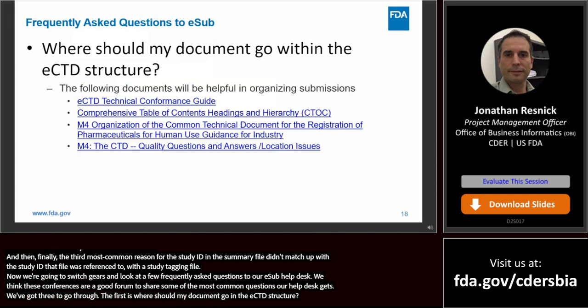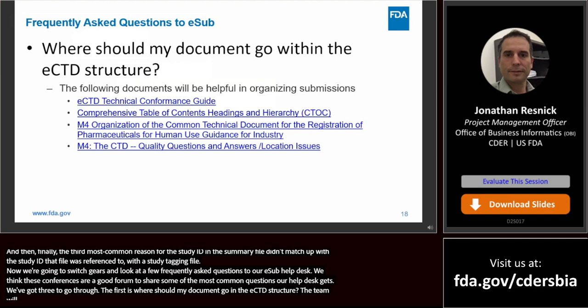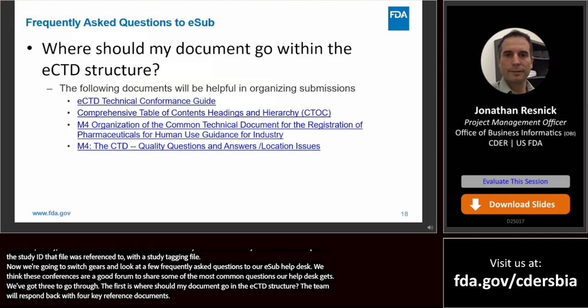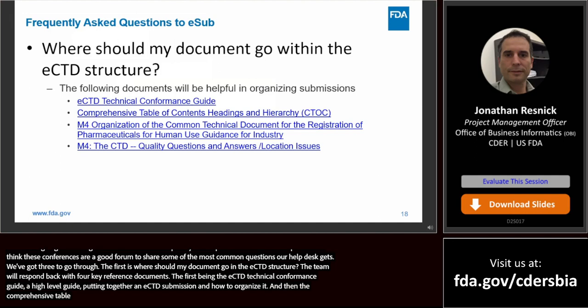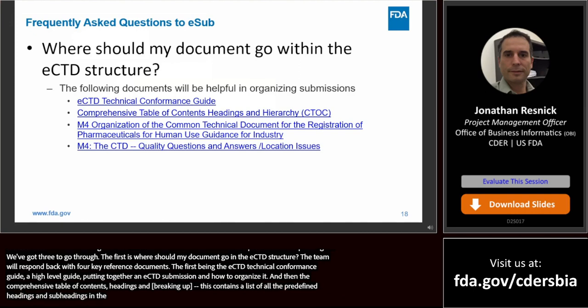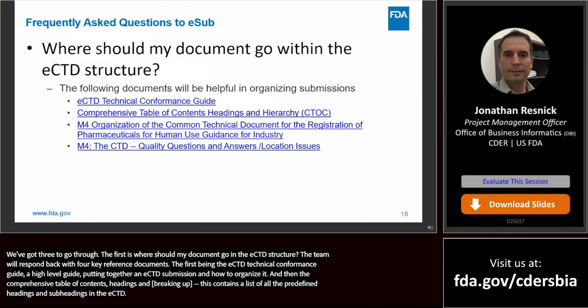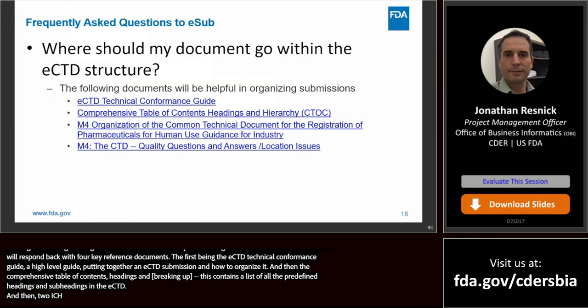And what the team will do is respond back with 4 key reference documents. The first being the eCTD Technical Conformance Guide, which is a high-level guide on putting together an eCTD submission and how to organize it. And then the Comprehensive Table of Contents, Headings, and Hierarchy specification. This contains a list of all the predefined headings and subheadings in the eCTD. And then 2 ICH M4 guidelines, one called the Organization of the CTD, and the other one, the CTD Quality Question and Answers.